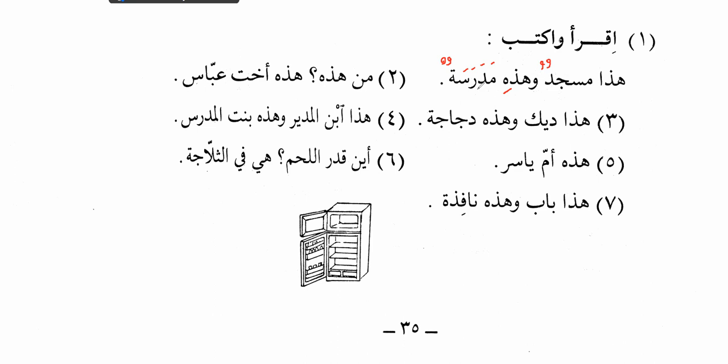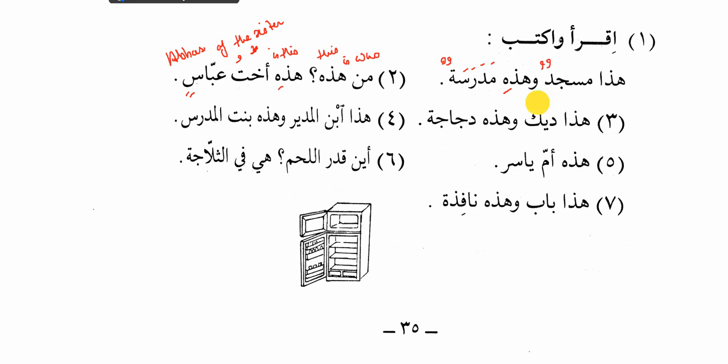madrasatun, and this is school. Man hadhihi, who is this? Man is used for humans. Who is this? Who is this? هذه أخت عباس. This is sister, or you can write the sister because Abbas is a proper name, so it's Marifa construction. The sister of Abbas.